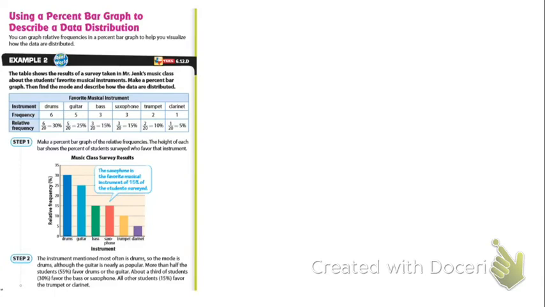So of the 20 students that were surveyed in Mr. Jenk's class, 6 of them chose drums, which means that 30% of the kiddos chose drums. 5 of the 20 chose guitar, which is 25%, and so forth, which is what step 1 was basically telling us to do.